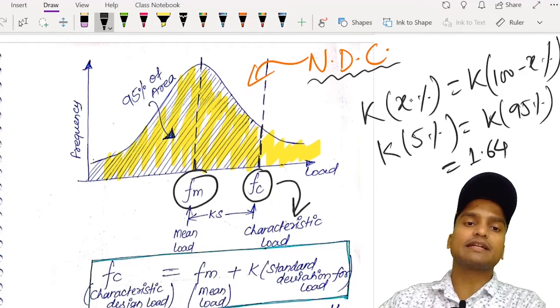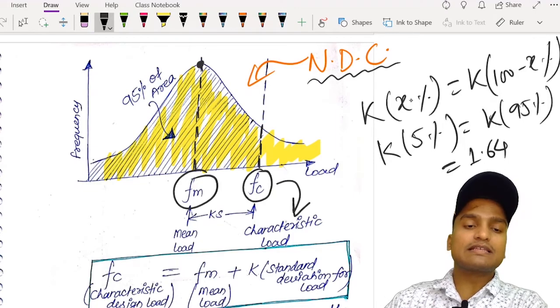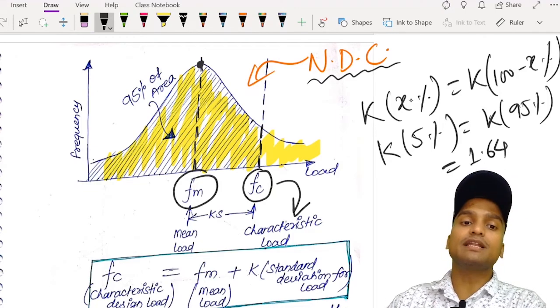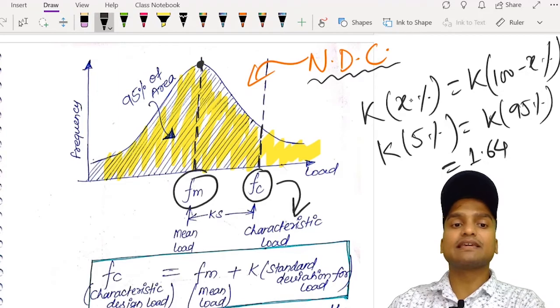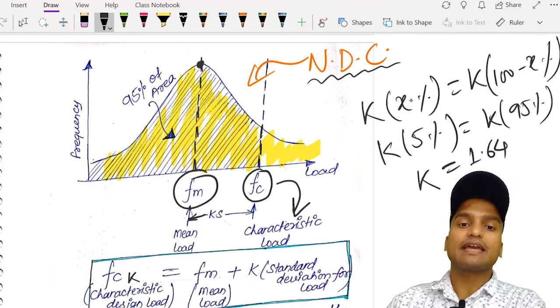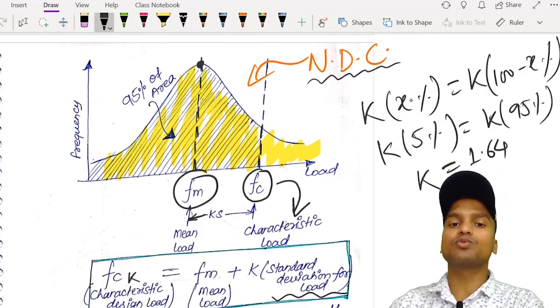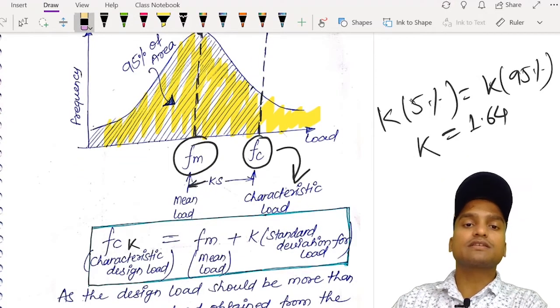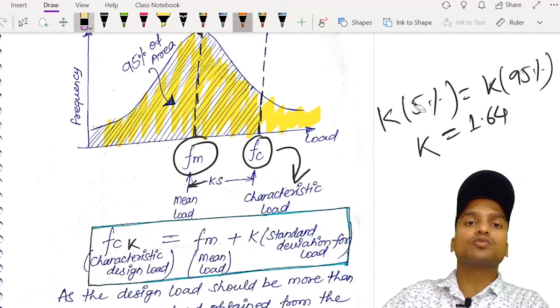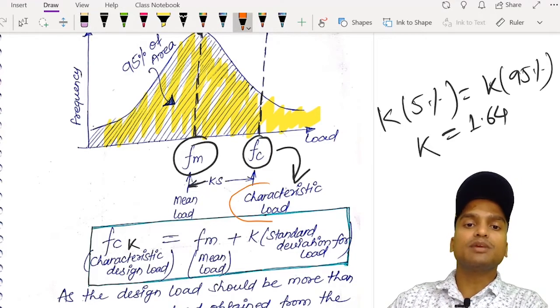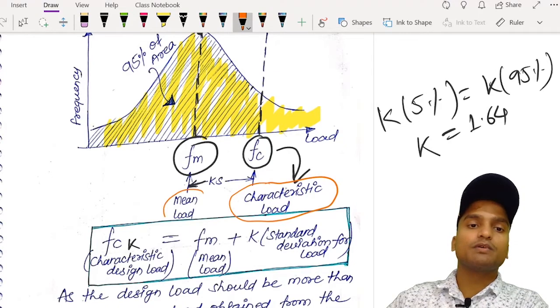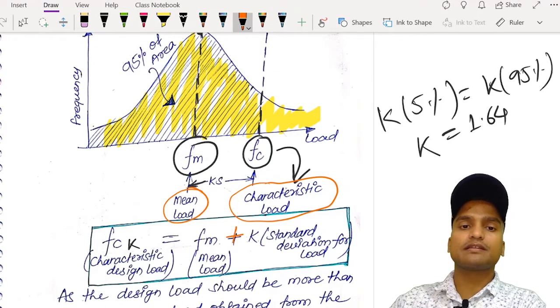How do we get it? That load which occurs most of the time, or average load. The relationship between characteristic load and mean load is that FCK is equal to F mean plus KS. What is this KS? K is the constant and K is equal to 1.64. S is the standard deviation for load. So you can see clearly in this curve that characteristic load is more than the mean load. So we will obviously use the plus sign here.